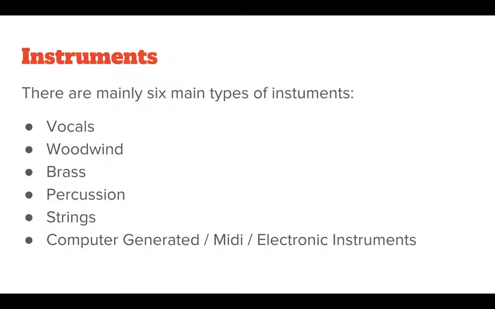There are six main types of instruments that we talk about nowadays: the vocals, the woodwind, the brass, the percussion, the strings, and computer-generated, MIDI or electronic instruments. Of course, computer-generated sounds are a relatively new instrument compared to the others on this list. They can produce any sound now, determined by how the creator or performer wants the sound to be used. So it's a very interesting era in music technology.